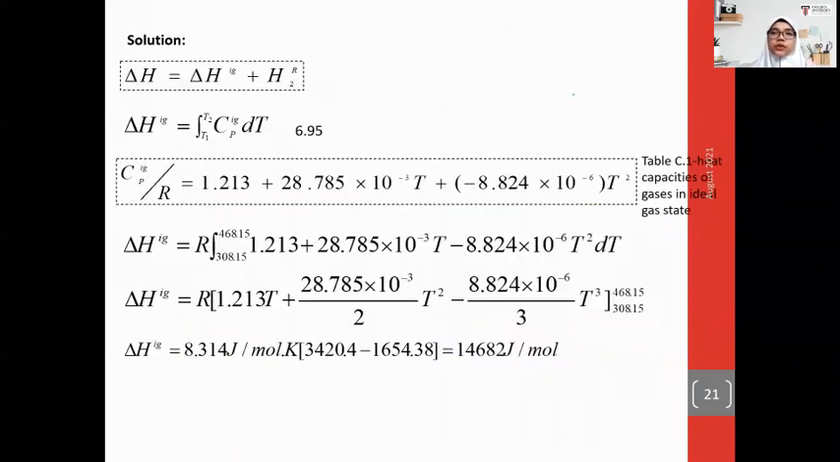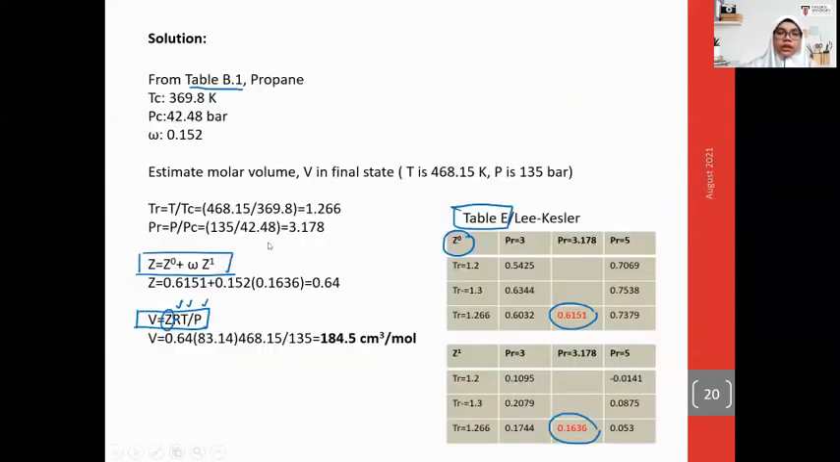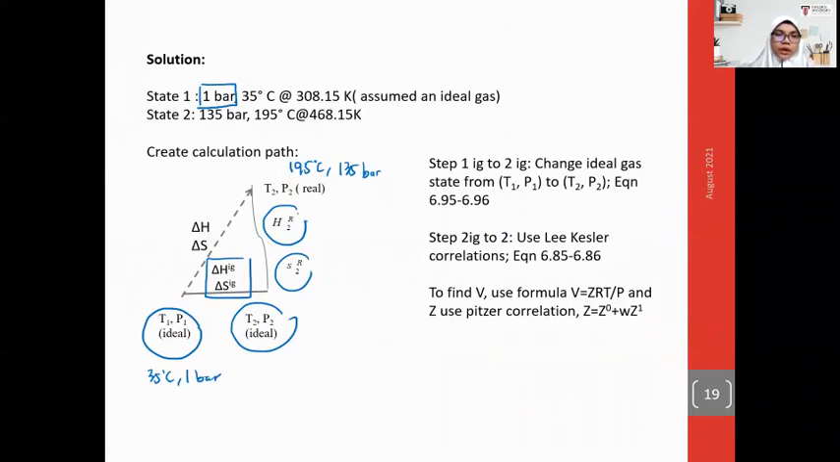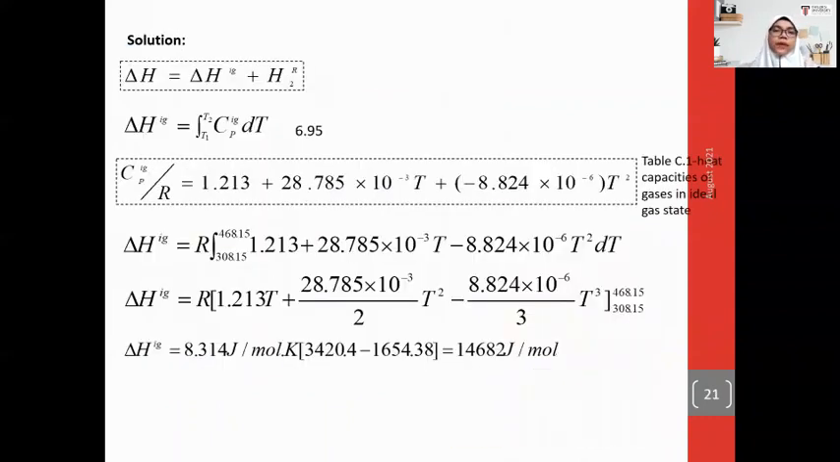Okay, the next is to determine the delta H. Delta H, based on the calculation part here, is the summation of the delta H ideal gas and also the residual at the second state.